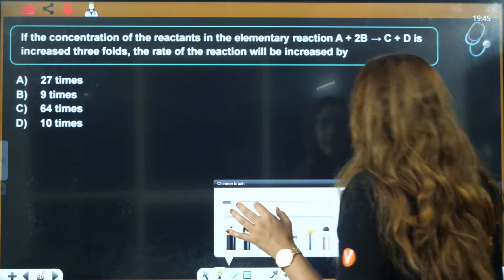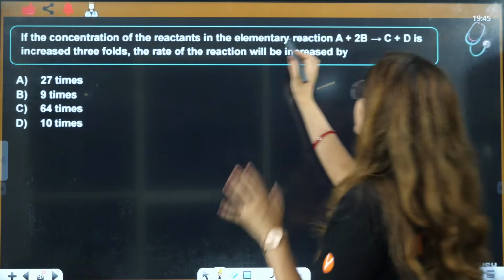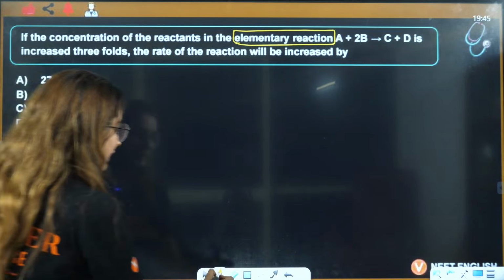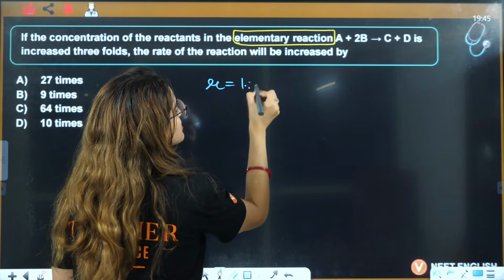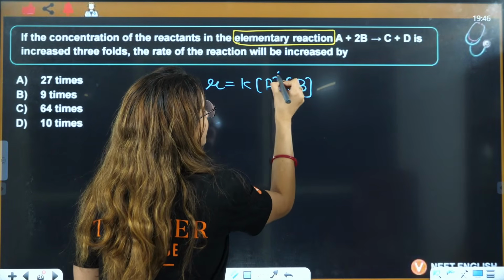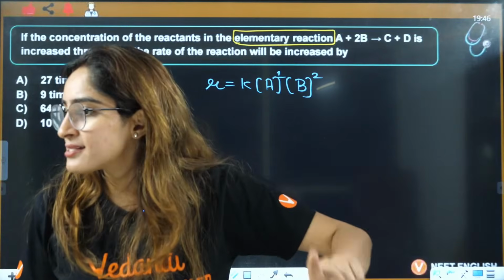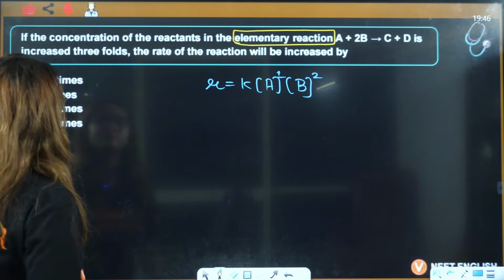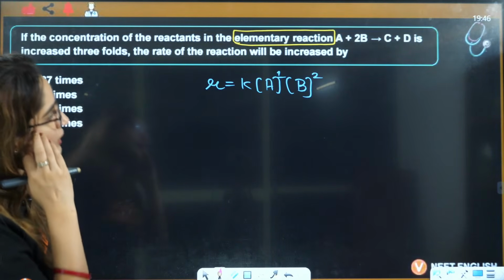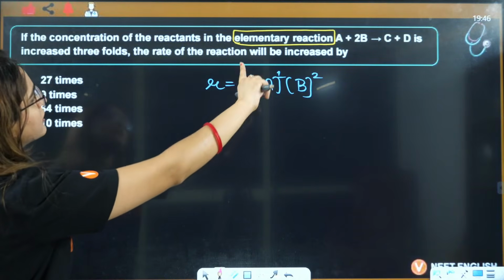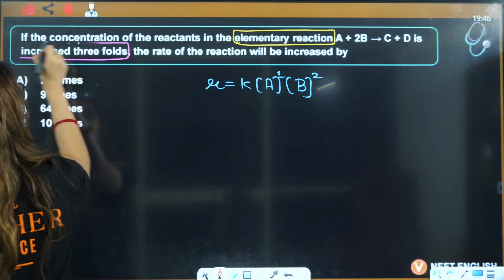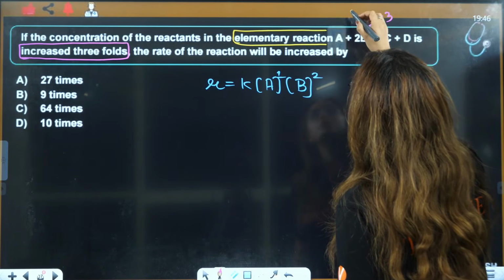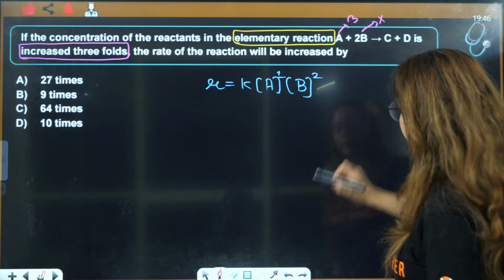Now, if the concentration of the reactant of an elementary reaction... The first thing is elementary reaction. Now tell me, can I say power is equal to stoichiometry? Is it the correct way of writing R equals K, A to the power of stoichiometry 1, B to the power of stoichiometry 2? Is it the correct way of writing the rate law for an elementary reaction? Now, they are saying the concentration of reactants is increased 3 folds. That means A is also increased 3 times, B is also increased 3 times. Both are increased 3 times, okay?